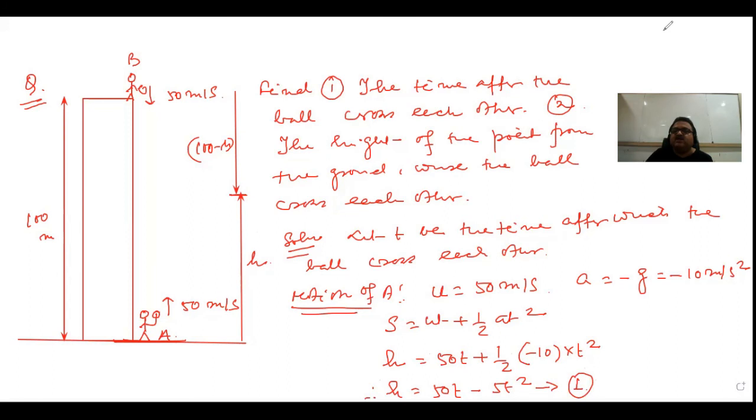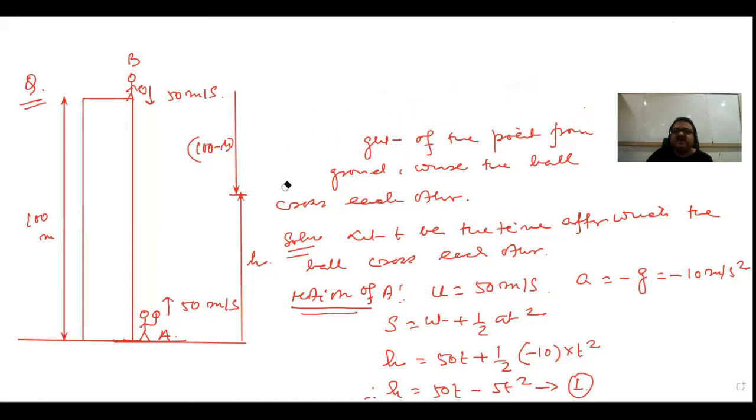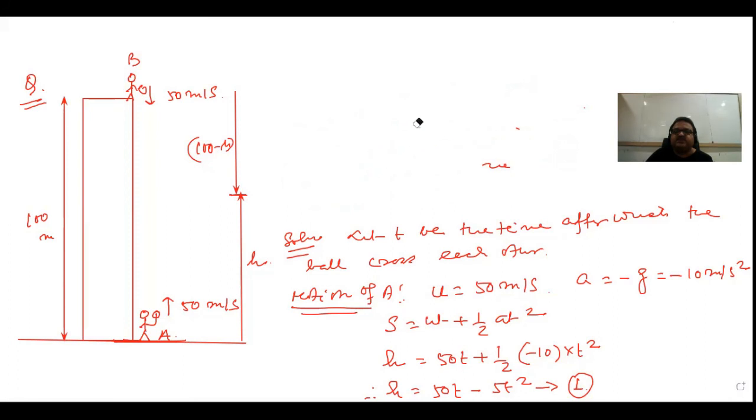Okay. Now, let me write down the equation of motion for B. Correct. Let me write down the motion of B. Equation of motion of B. Now, when I am considering the motion of B, I have to consider this as the reference level. And this is going down. So I have to consider in this case, u equal to minus 50 meter per second.